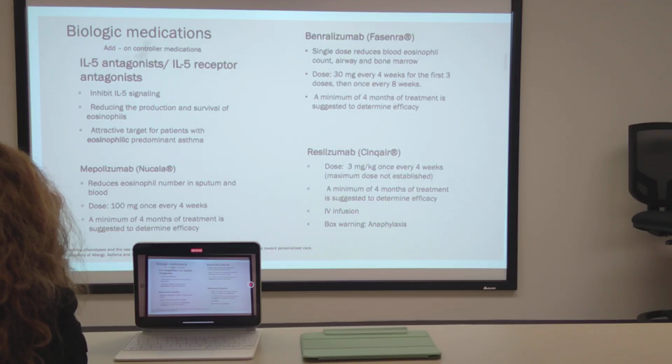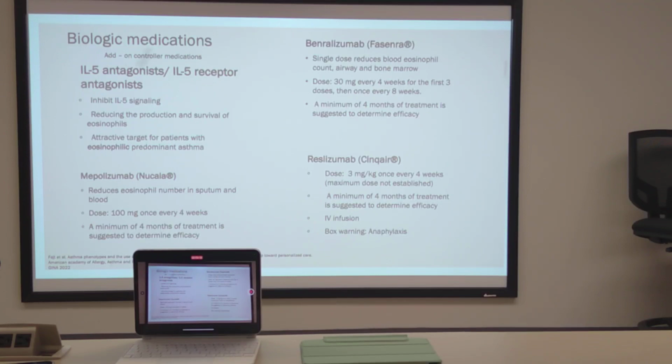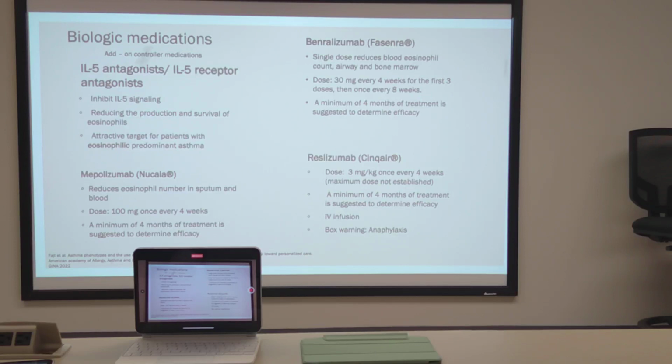Okay, now moving on to Nucala. This is another biologic agent. It reduces eosinophil numbers in sputum and blood. This is usually dosed every 4 weeks, and again, it takes about 4 months for you to start seeing the maximum effects. Fasenra is also another agent that takes a while for you to see the full effect. Usually it starts off with 30 milligrams every 4 weeks for the first 3 doses, and then once every 8 weeks.